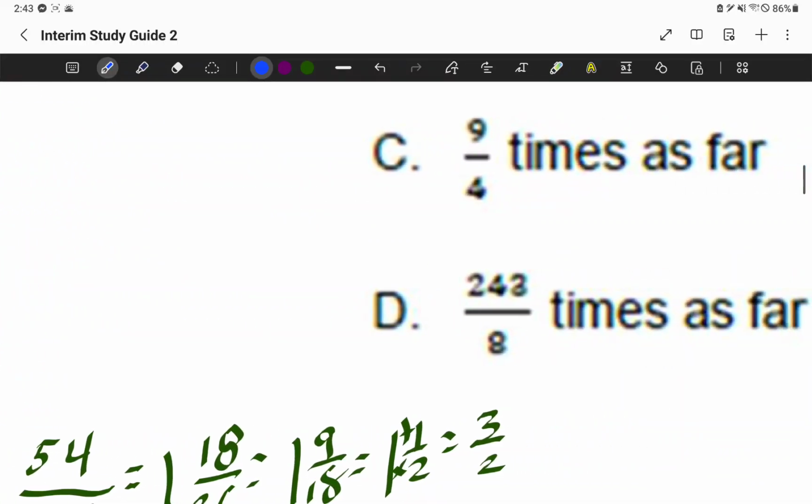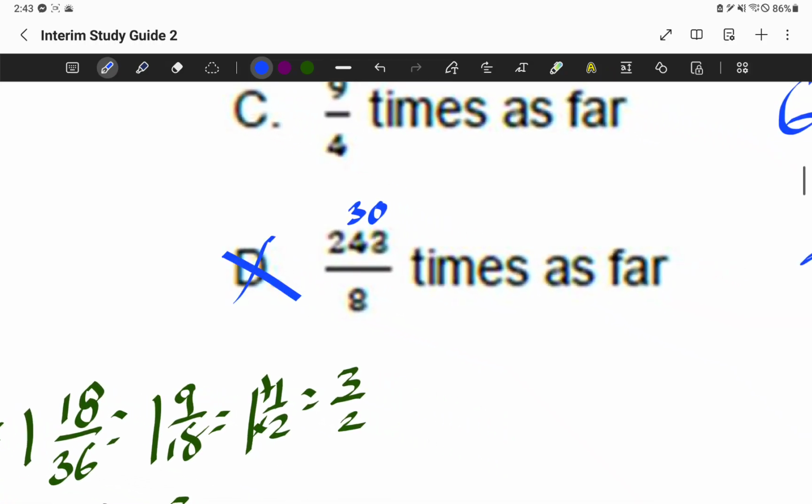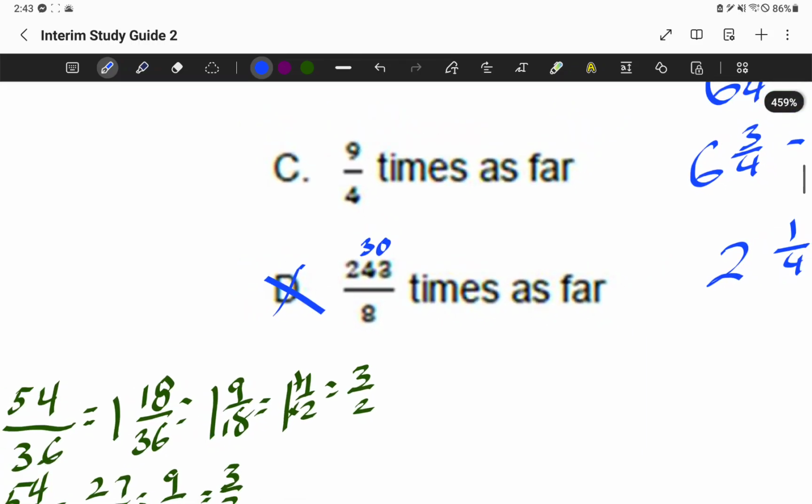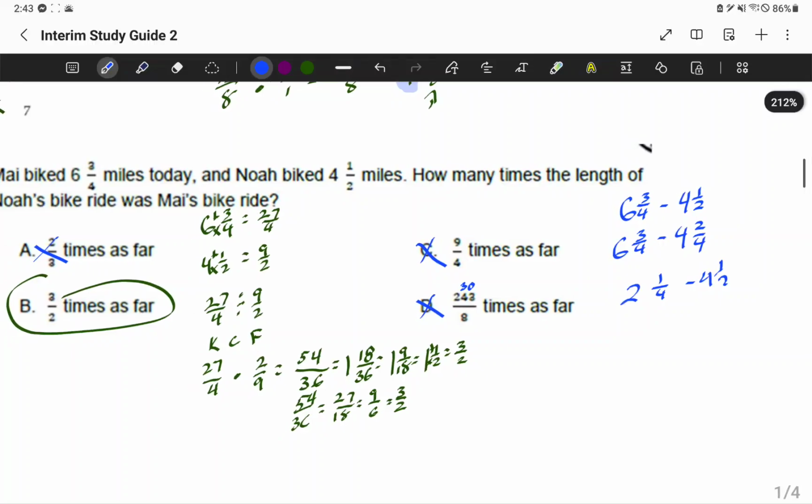These are both more than 1. 30 goes in how many times? This only went in once, so that's gone. 4 goes into 9 twice, and so it's got to be B.